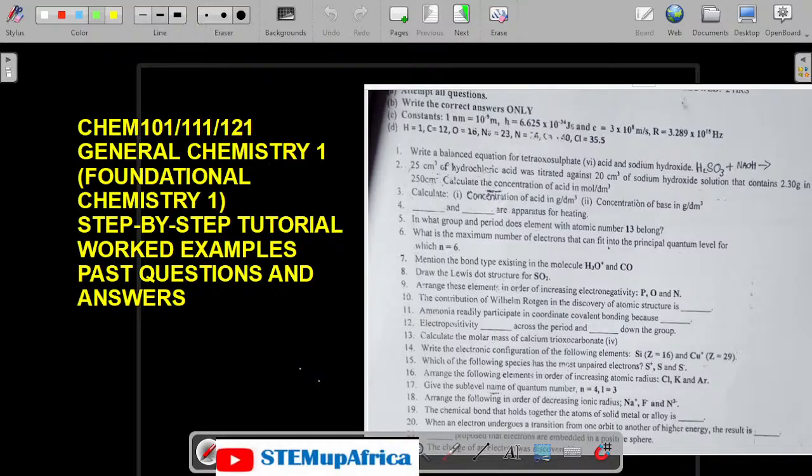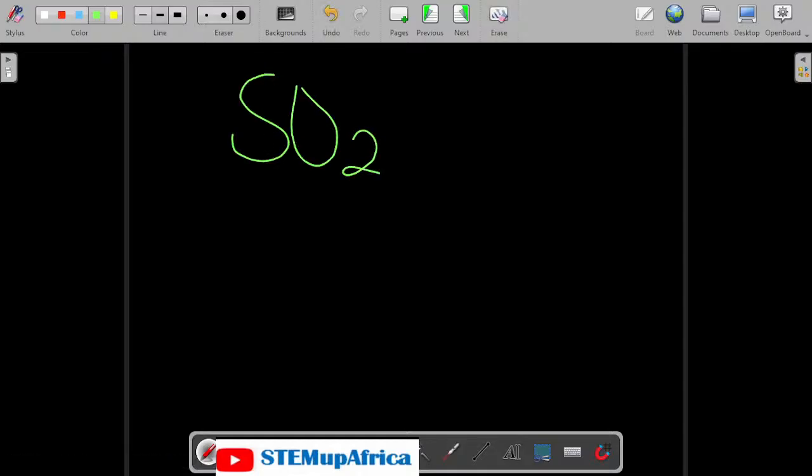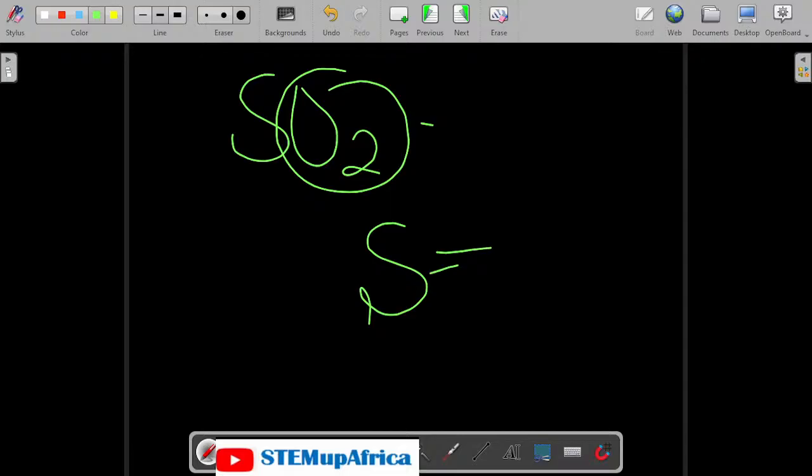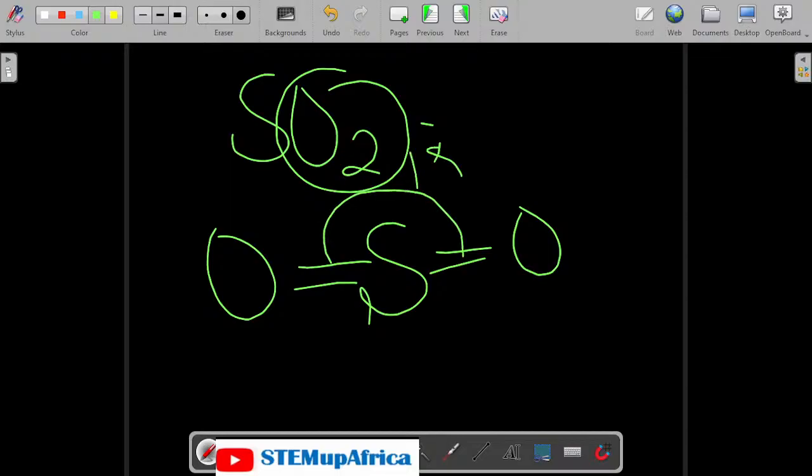It said draw the Lewis dot structure of sulfur oxide. Sulfur oxide is this. It will follow a linear shape because of the two atoms of oxygen. So we have X for sulfur here, and we have oxygen and oxygen. We follow a linear shape. And the angle between the bonds now is 180 degrees. So we follow a linear shape.